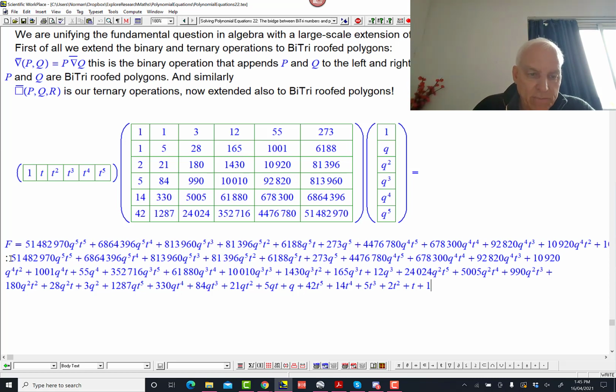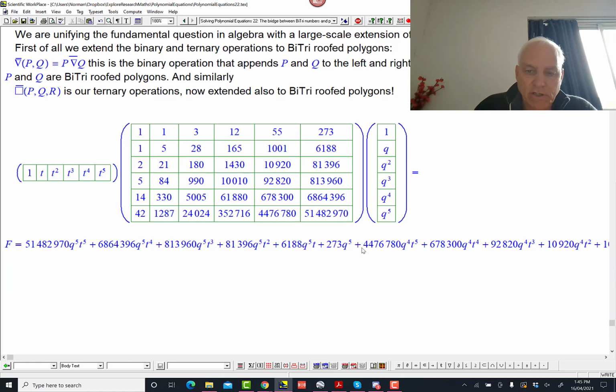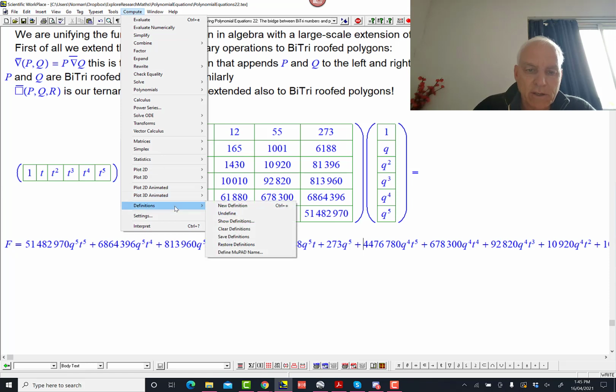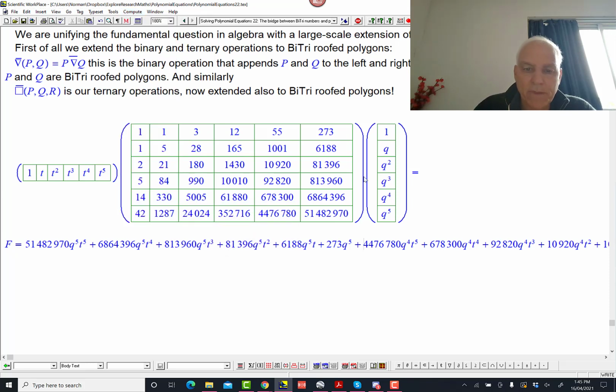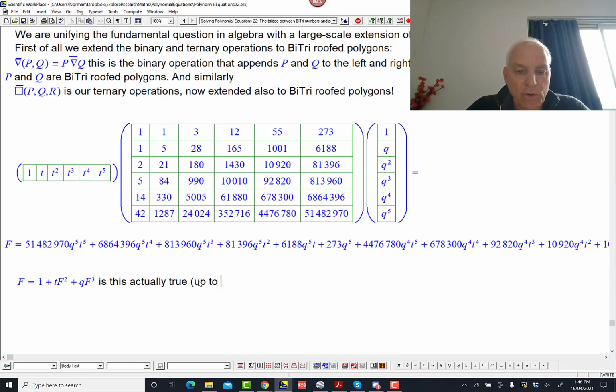Okay, so let's make this definition. So let's get rid of that, and we'll make this definition. First of all, let's clear our definitions. Definitions clear. Now we'll make this definition. And now let's have a look at what's the equation that we want to satisfy. The equation was f equals 1 plus t f squared plus q f cubed. Okay, it's an equation involving f and the variables t and q, which are involved in f. We want to ask, is this actually true, at least up to terms of degree 5 in both t and q?